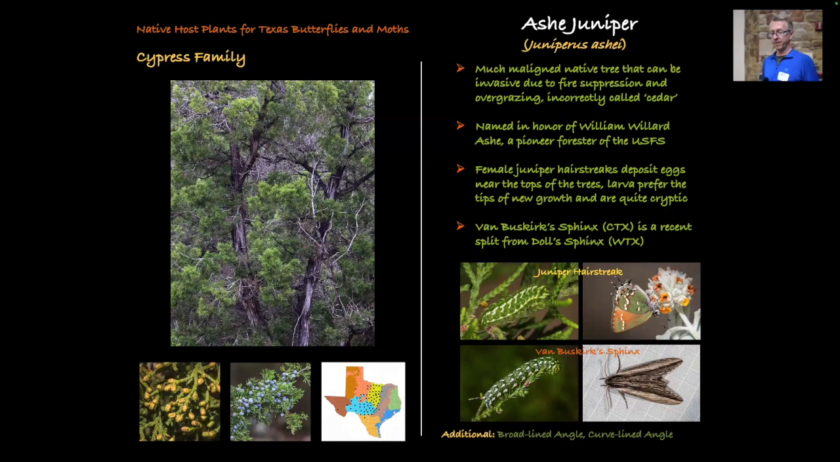They're amazingly cryptic. The Van Buskirk's sphinx is a more recent split off of Dahl's sphinx. It's sort of an eastern western thing, but the Van Buskirk sphinx is the one we have here in Central Texas. It too has a caterpillar that is very cryptic and easy to miss on the juniper trees.